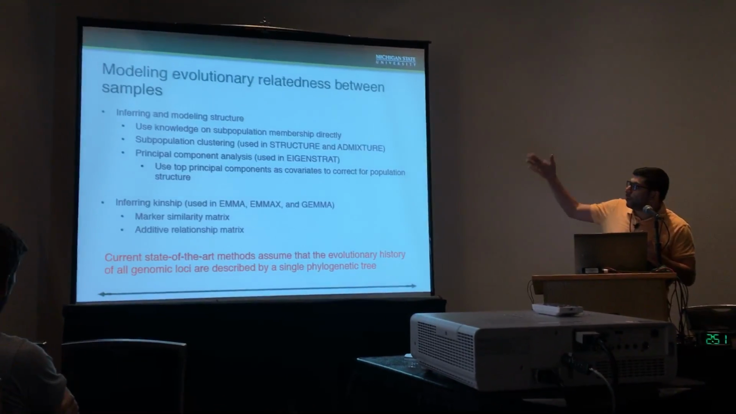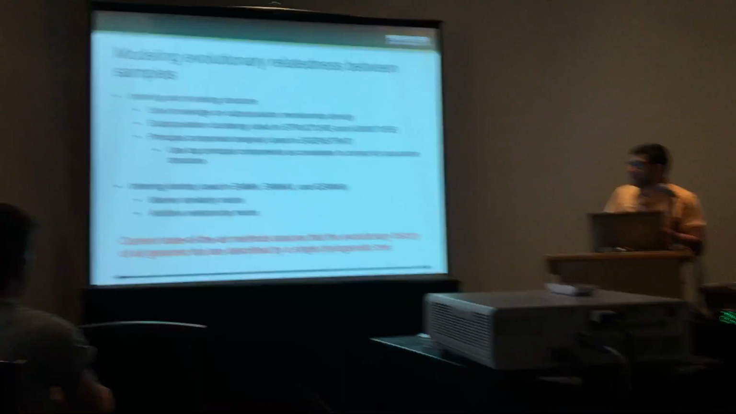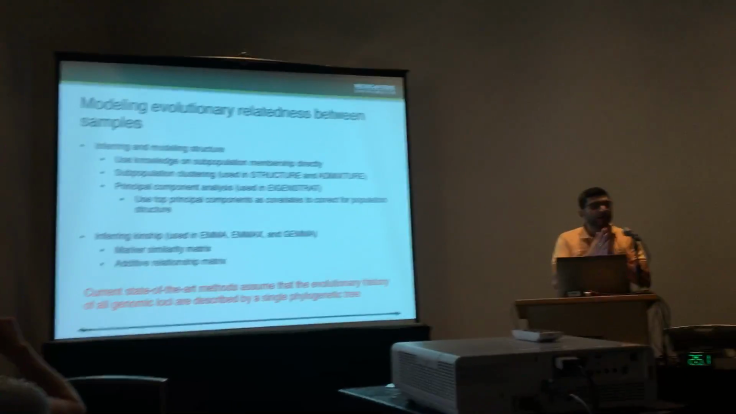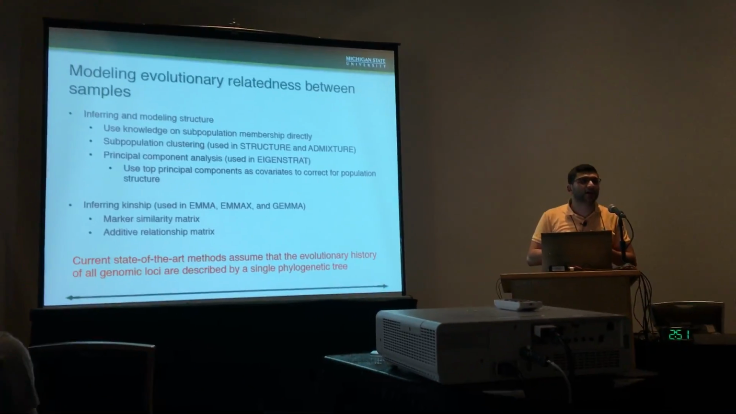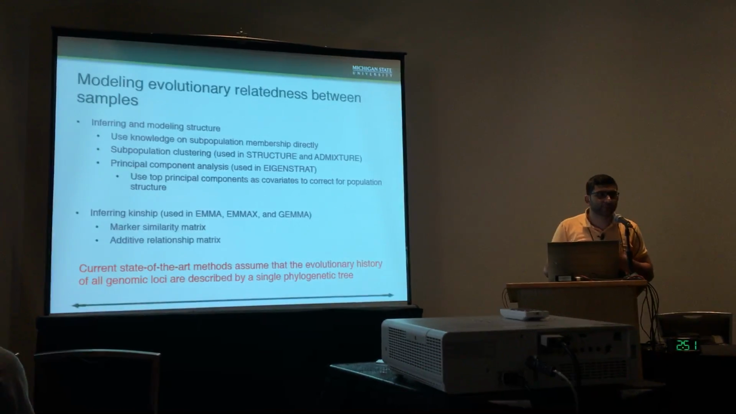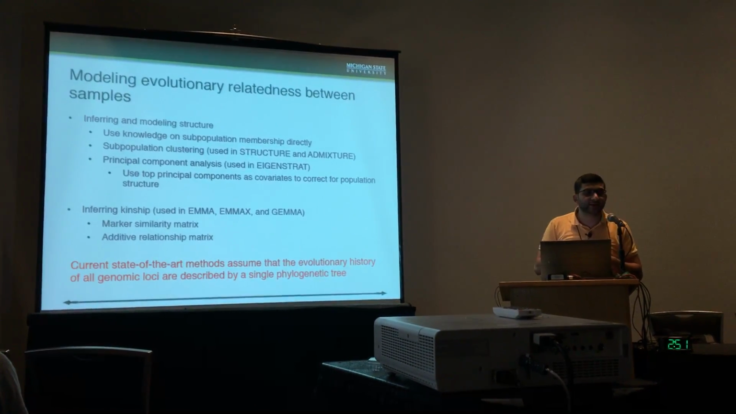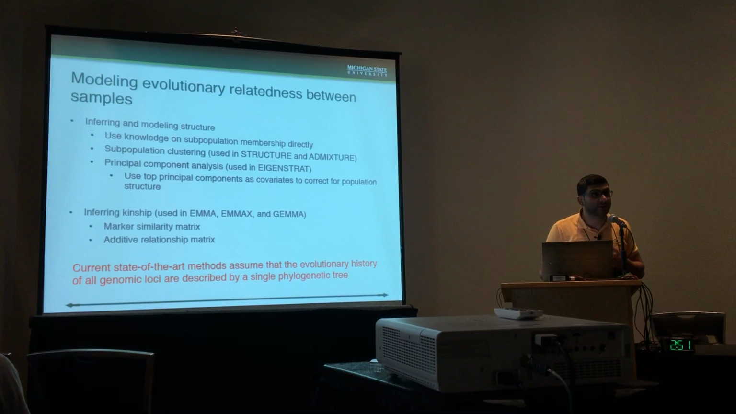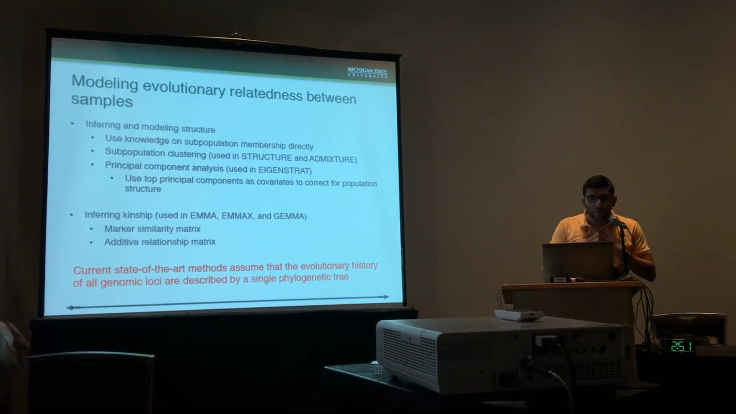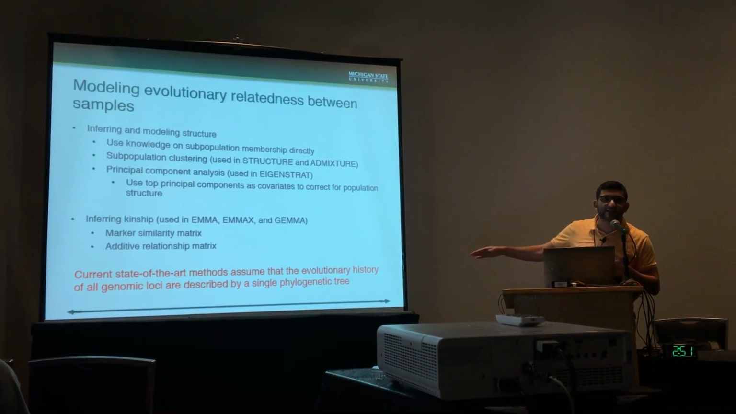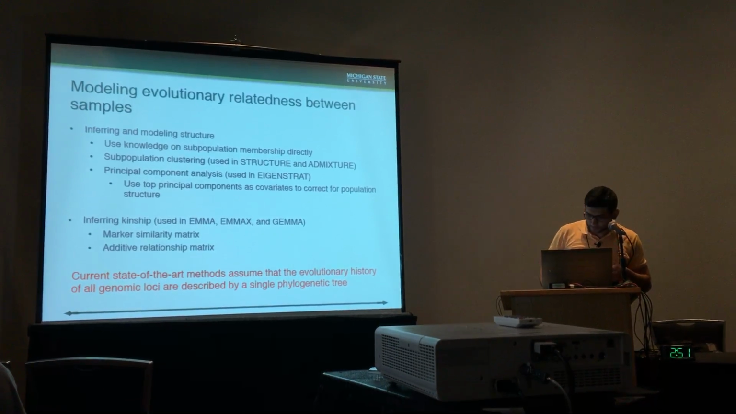Now, the common thing about all these state-of-the-art methods is that they all assume that the evolutionary history of all genomic loci is described by a single phylogenetic tree. So they use a single phylogenetic tree to describe the relatedness between the sampled individuals. What I'll show in the next slide is that this assumption does not always hold.